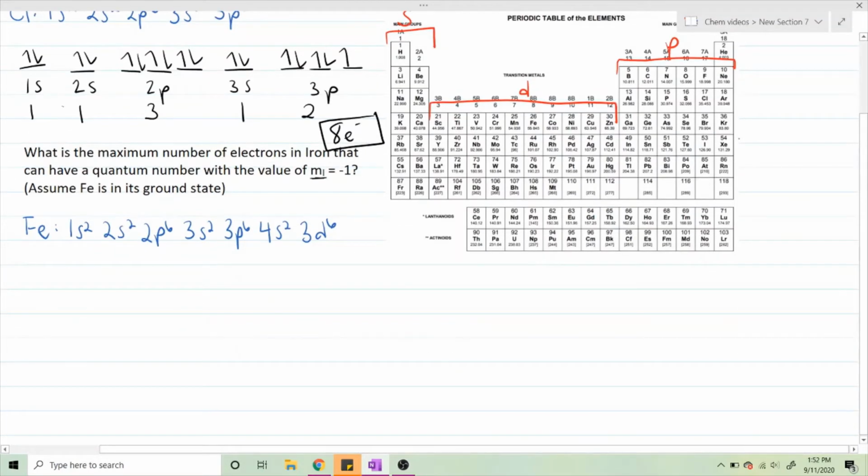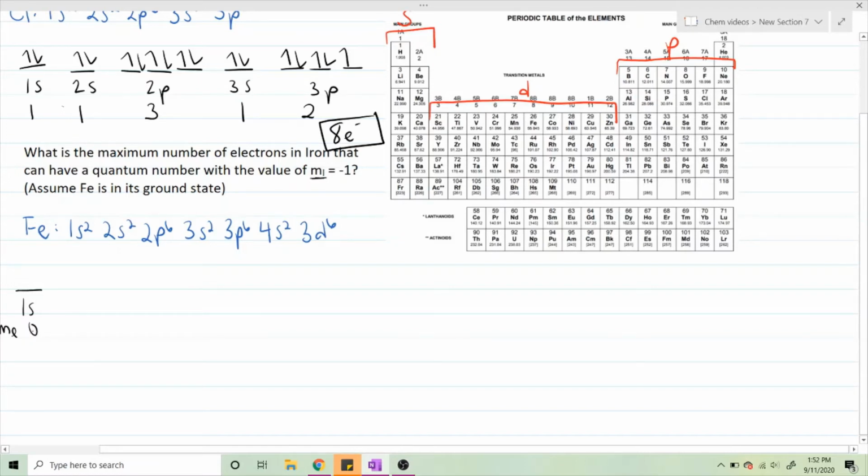Okay, so this next problem is really similar. It's just dealing with a different quantum number. So it just says, what is the maximum number of electrons in iron that can have a quantum number of m sub l equals -1? So I'm going to do the same thing, draw out the boxes, and I'm also going to write their m sub l values below them because that'll help us at the end of this problem.